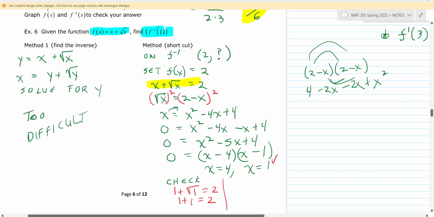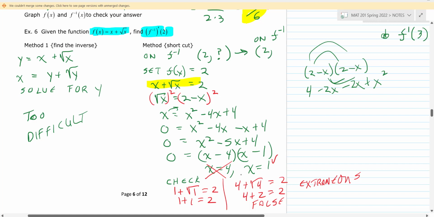But notice what happens on the 4. If you plug the 4 in, you would get 4 plus the square root of 4 equals 2. Well, that's not true. We call this an extraneous solution. You learn about this usually in college algebra or pre-calc classes. So that one you've got to throw out. So now we know that on the graph of the inverse, we have the point 2, 1. And that's real important in figuring out this problem. So that's the first thing you've got to do.